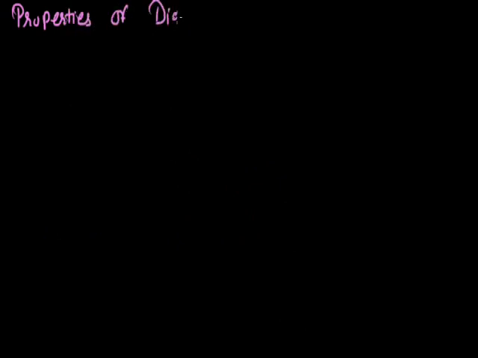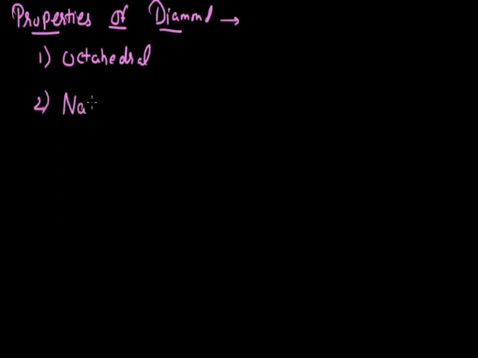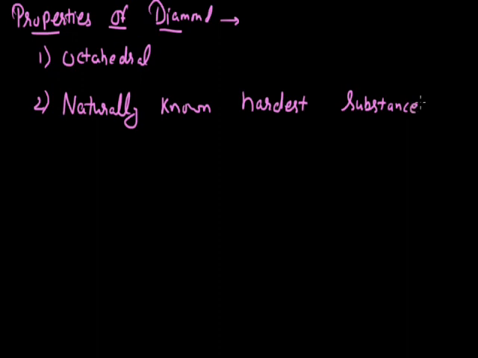As we have said, the diamond crystal exists in octahedral shape. So this is the first property. The second one: diamond, due to its specific arrangement, is the hardest naturally known substance. And this is the reason why we use diamond for cutting and drilling rocks.